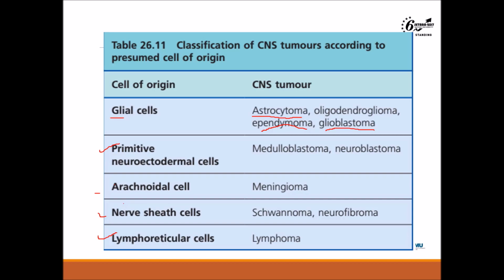Okay, so arachnoidal cells line the meninges, so we call the tumor a meningioma. In nerve sheath cells, we have two types. One is schwannoma, another one is neurofibroma. They both originate from the nerve sheath cells, but depending on their morphology, we have two types. And lympho-reticular cells, if they originate from the lymphoid cells, we call this a lymphoma.